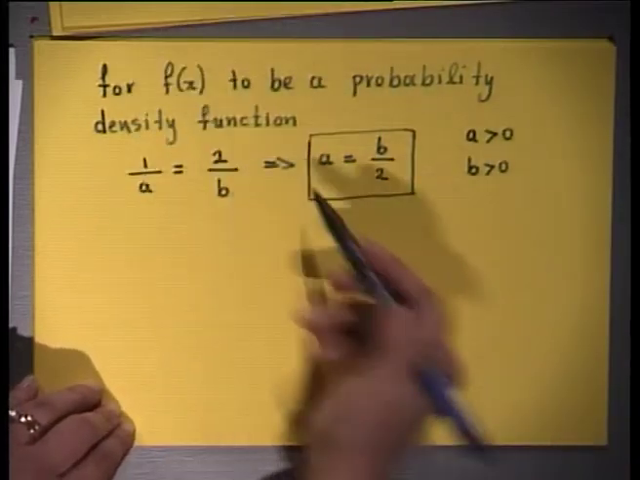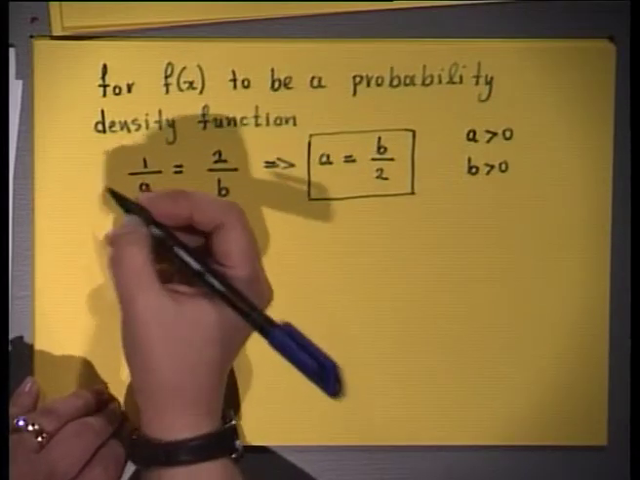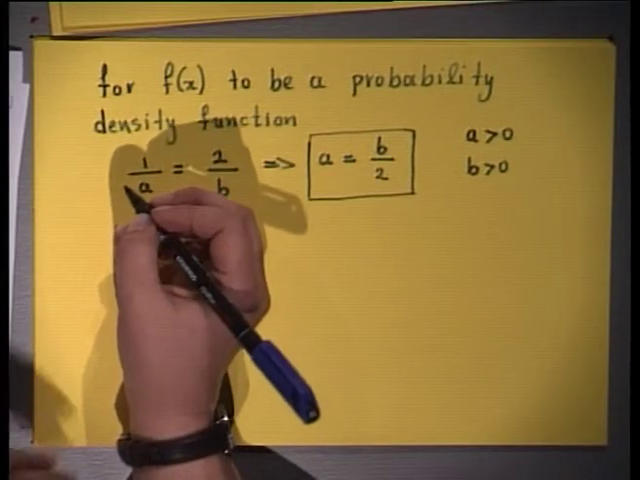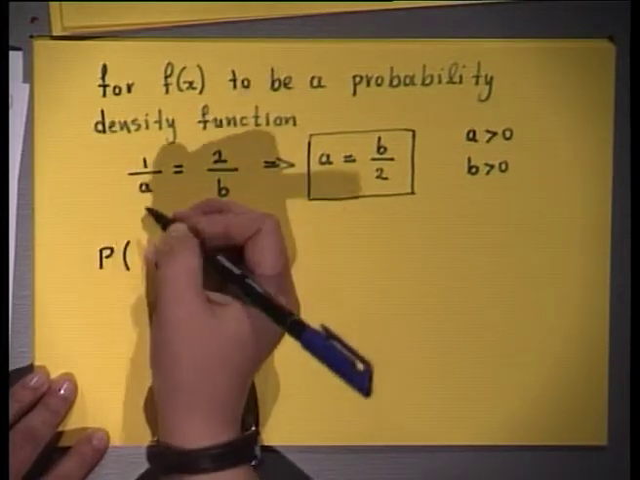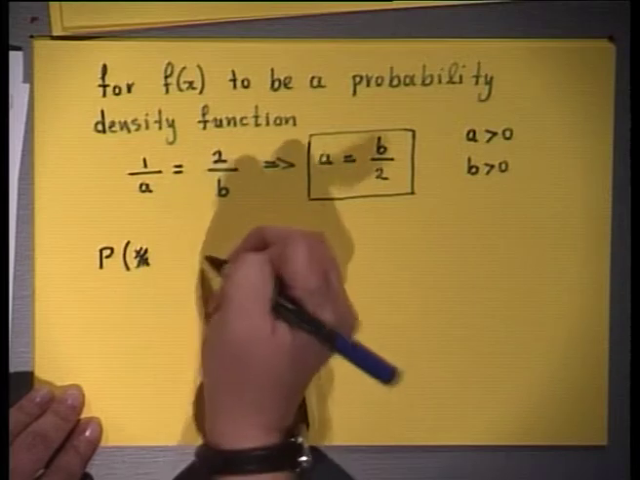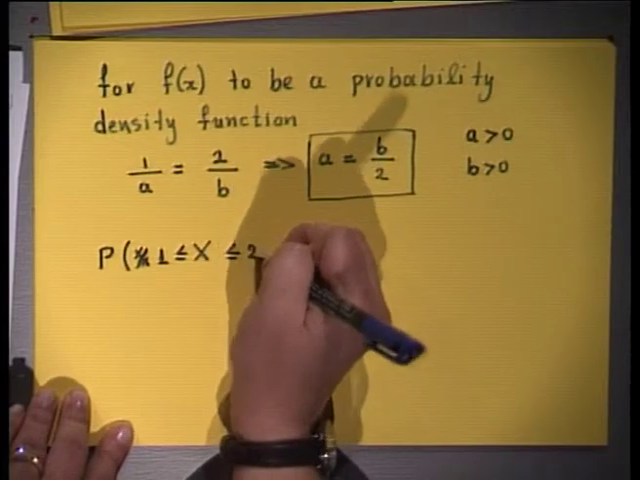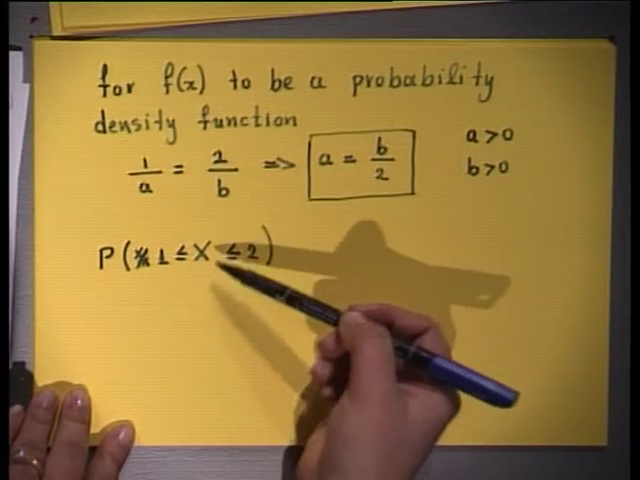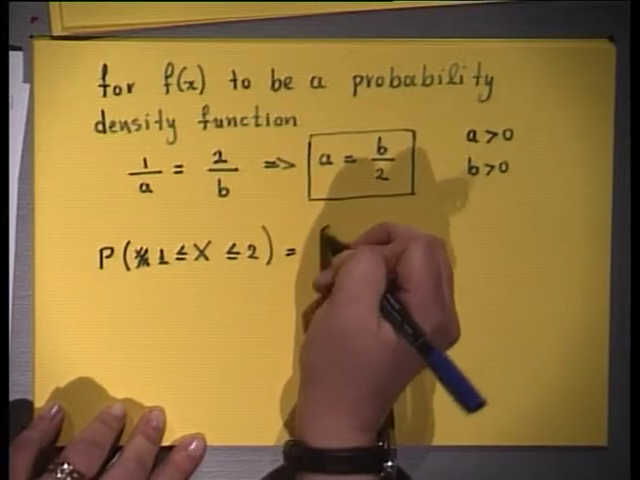So now we are going to use our probability density function in order to calculate probabilities. If we ask the question, what is the probability of x being between 1 and 2, in an interval. We said again, it only makes sense to talk about intervals. We have that. This is equal.